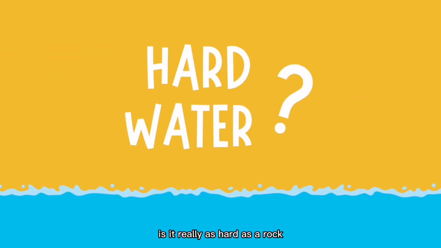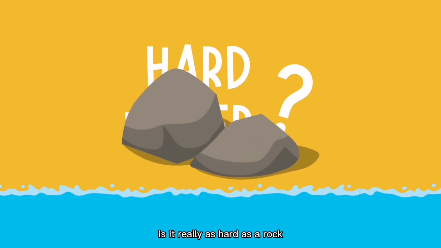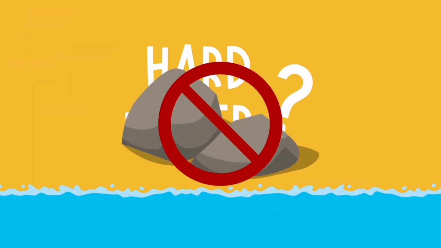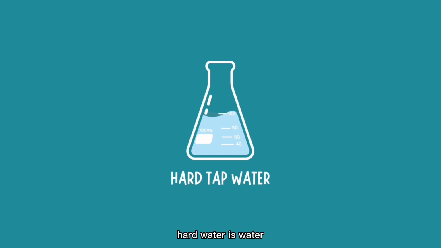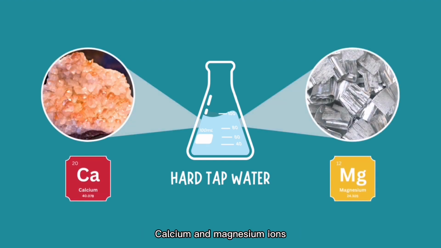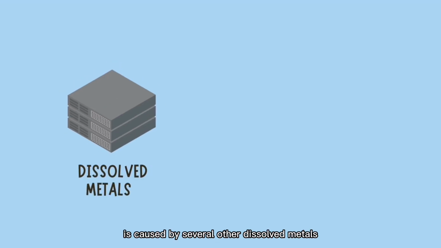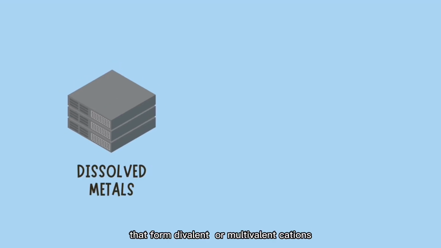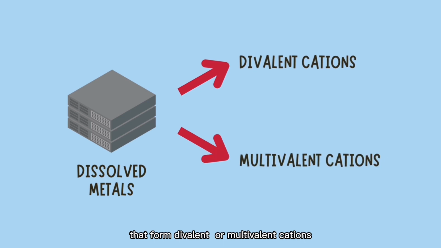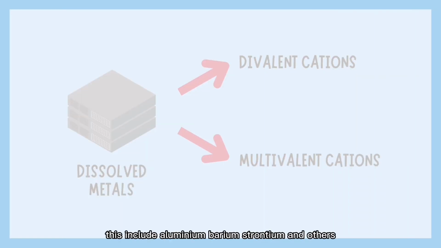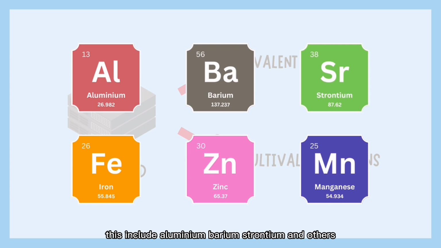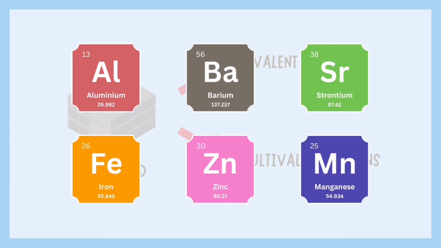Also, have you heard about hard tap water? Is it really as hard as a rock? The answer is no. Hard water is water that contains a high concentration of calcium and magnesium ions. The hardness of this water is caused by several other dissolved metals that form divalent or multivalent cations. These include aluminium, barium, strontium, and others.